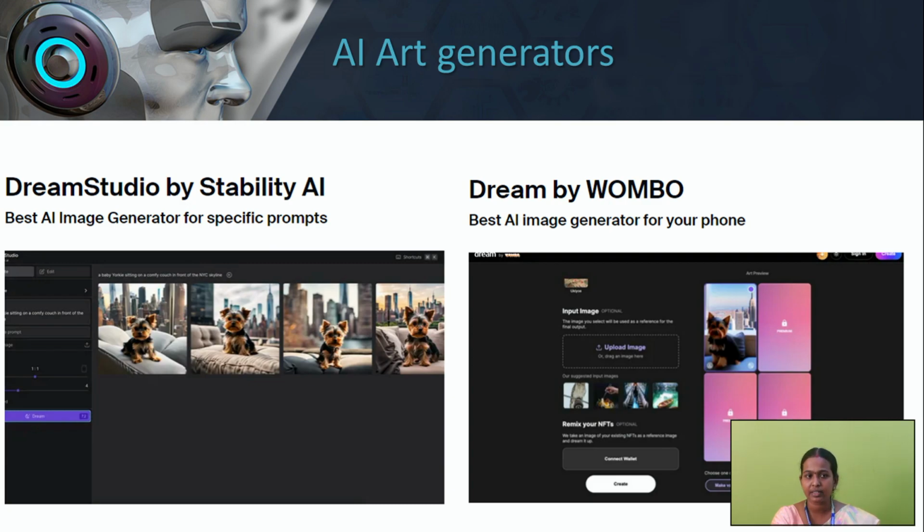Dream Studio, that is by Stability AI. I will be providing it with some input text, and based on that input text it will be making edits to the images. So based on the edit options I can get a quality image as an output. So these are the best AI image generators. It is even capable of producing artificial images based on the inputs I'm asking.